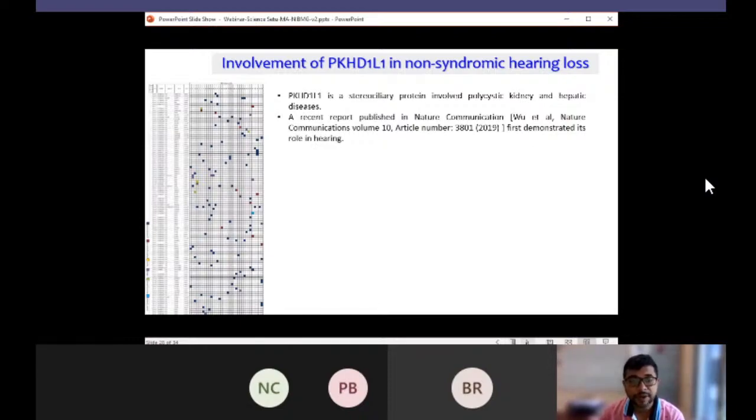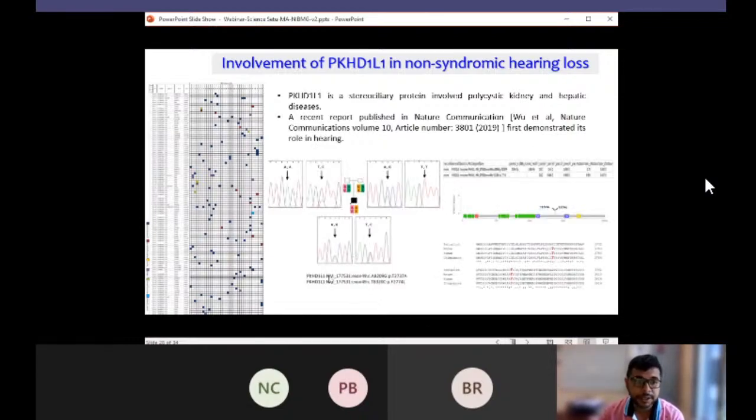We found that this patient has a compound heterozygous mutation in the PKHD1L1 gene. One mutation converts threonine to alanine at position 2737, and the other converts phenylalanine to leucine at position 2774. So you can see these are two mutations in one gene. This makes a perfect compound heterozygous case.